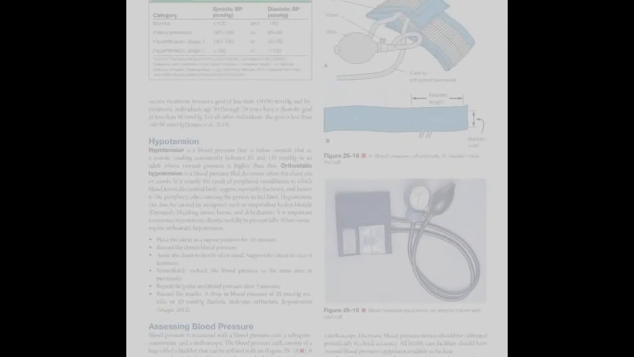Cuff, valve, bulb, tube to sphygmomanometer. A. Bladder length. Cuff bladder. Bladder width. Figure 29-18A, blood pressure cuff and bulb. B. Bladder inside the cuff. Figure 29-19, blood pressure equipment, an aneroid manometer and cuff.